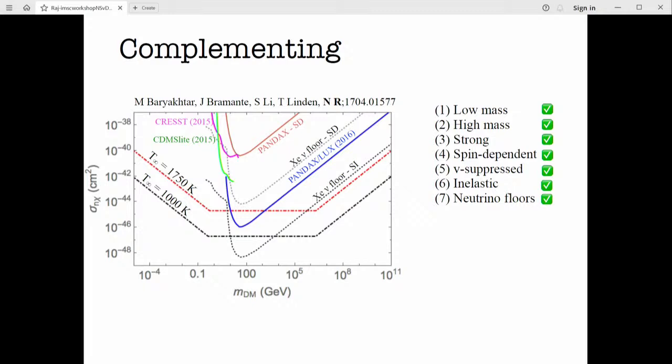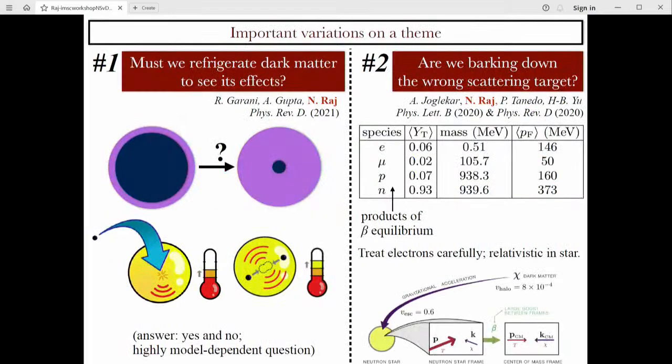But for neutron star detectors, you don't have this constraint. There are no neutrinos falling in to heat up the star. And as you can see, for spin-dependent scattering, we actually start below the neutrino floor. Okay, so you could say that neutron stars terrifically complement dark matter experiments. Okay, so that's the basic idea.